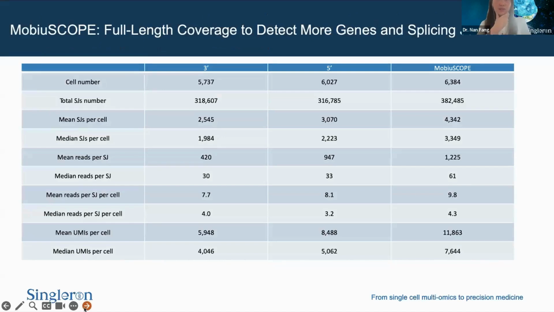And here is a more comprehensive table comparing the number of genes, number of UMIs detected, as well as number of splice junctions detected with the MobiuSCOPE method compared to 3' and 5' methods. And again, we see significant improvement of UMIs, genes, as well as splice junctions detected with the more comprehensive MobiuSCOPE method.